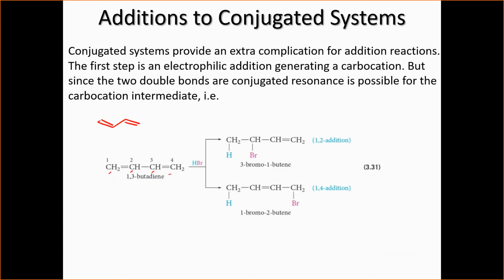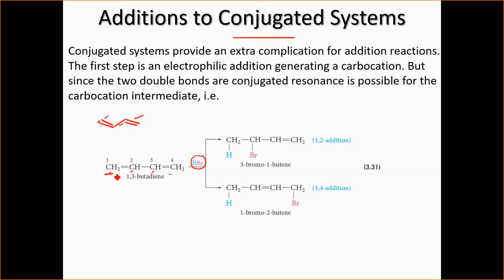Conjugated system means what? You have a double bond, single bond, and double bond. Now we provide the HBr. If you provide the HBr, 2 typical things possibly happen. In this reaction, the double bond attacks the hydrogen, and according to the Markovnikov rule, the hydrogen will go to the carbon having the higher number of hydrogens.